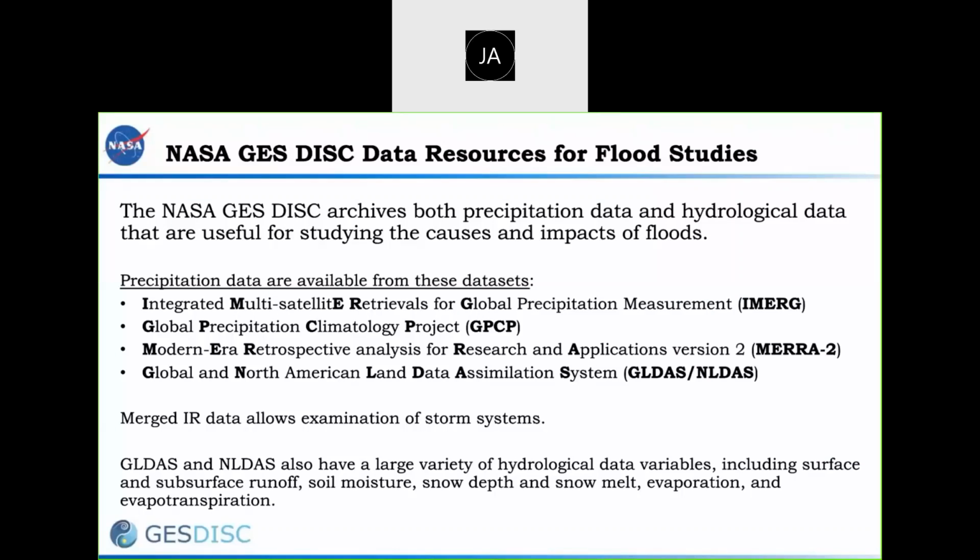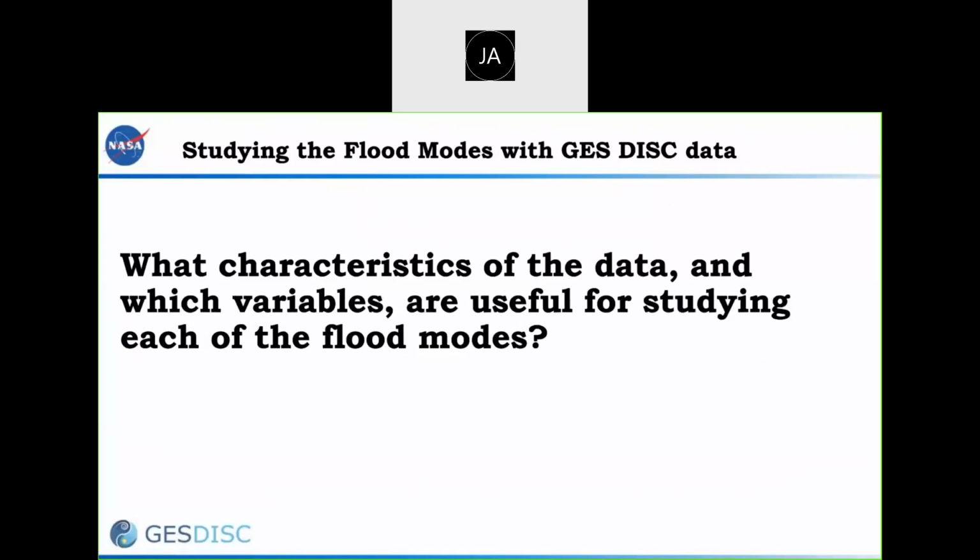GLDAS and NLDAS have a very large variety of hydrological data variables. This includes runoff, surface and subsurface, soil moisture, snow depth, snow melt, evaporation, and evapotranspiration. So these are good go-to data sets. Okay, so now I'm going to talk about the characteristics of the data and which variables can match up with each of the flood modes.